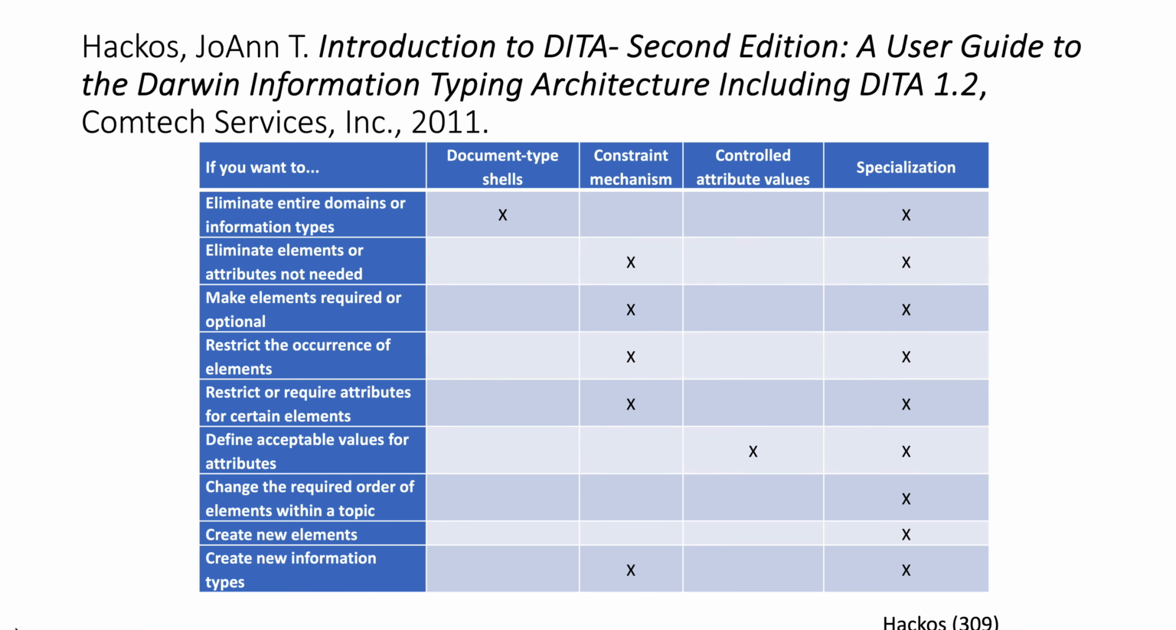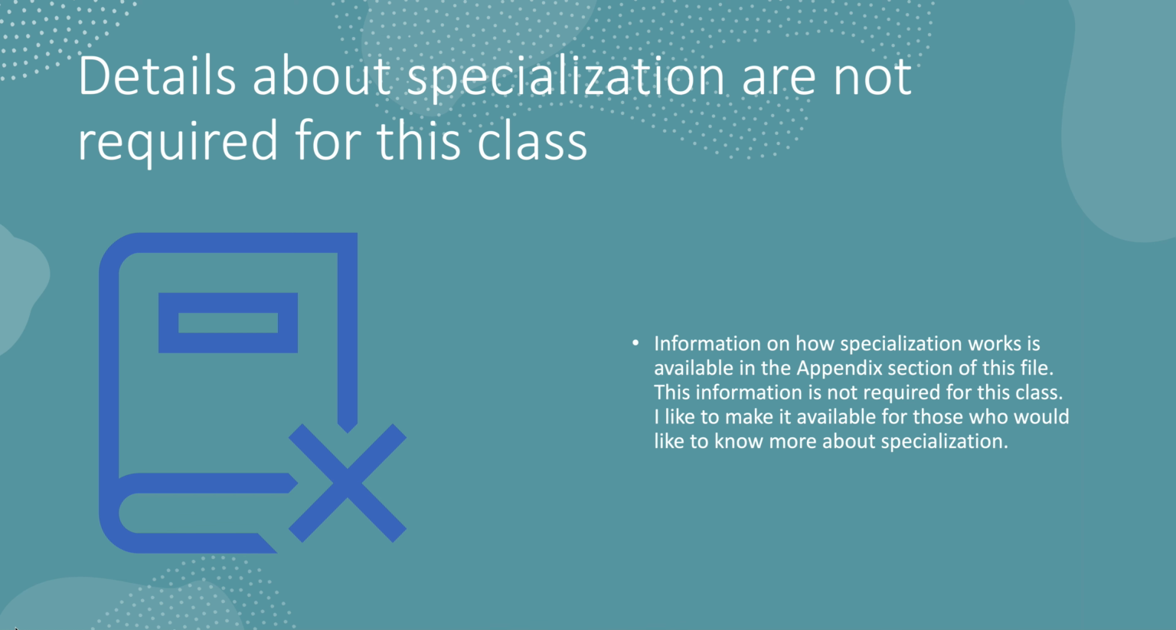So hint, hint, this might come up, some questions about this in the midterm exam. You don't need to know how to do these things. You just need to know which of these things can do those particular specializations or modifications. As I said, the details about specializations are not required for this class. The information on how to specialize, how specialization works, is available in the appendix section of this file. This information is not required for this class, but I'd like to make it available for those who would like to know more about specialization. And if that's interesting to you, please let me know, and I'm happy to dive a little deeper on that for you.